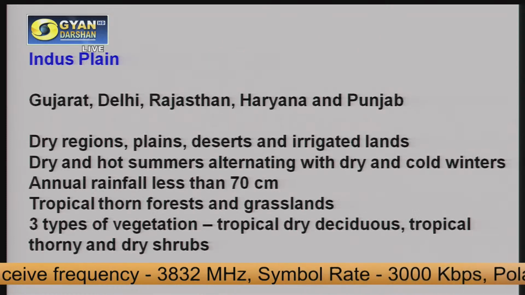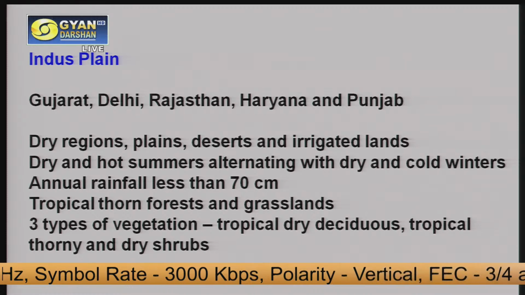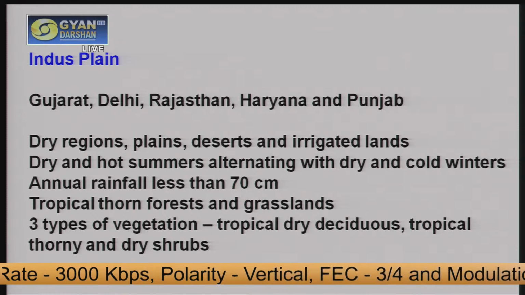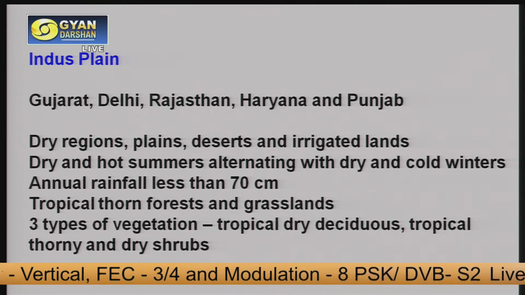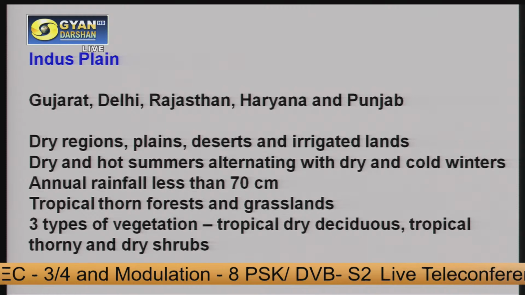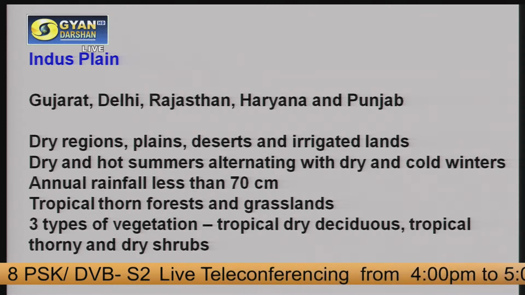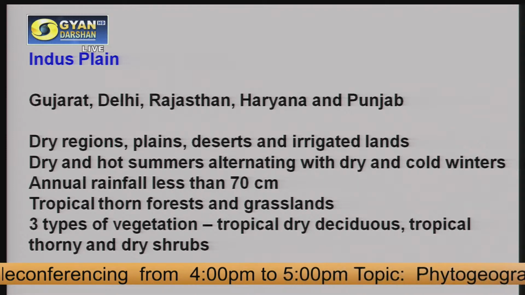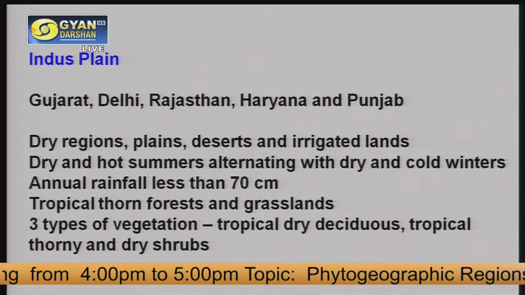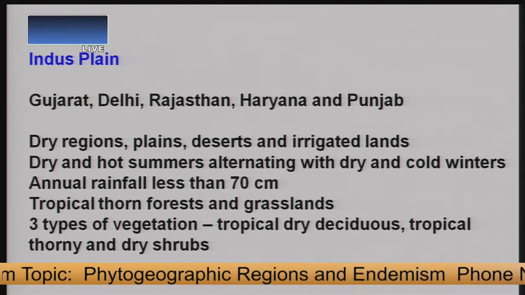Next, you have the Indus plain, that is consisting of Gujarat, Delhi, Rajasthan, Haryana and Punjab. So, dry region, it's mostly plain, deserts and irrigated lands. You have different combination of biomes. Dry and hot summers alternating with dry and cold winters. So, it's an extreme type of climate. Annual rainfall less than 70 centimeter.